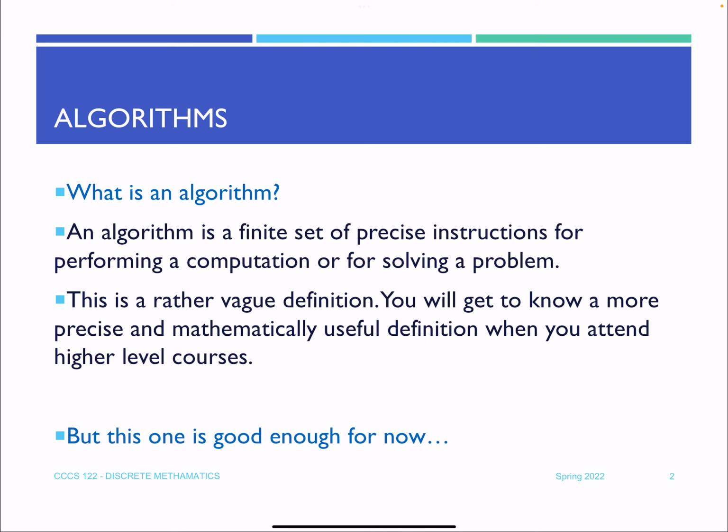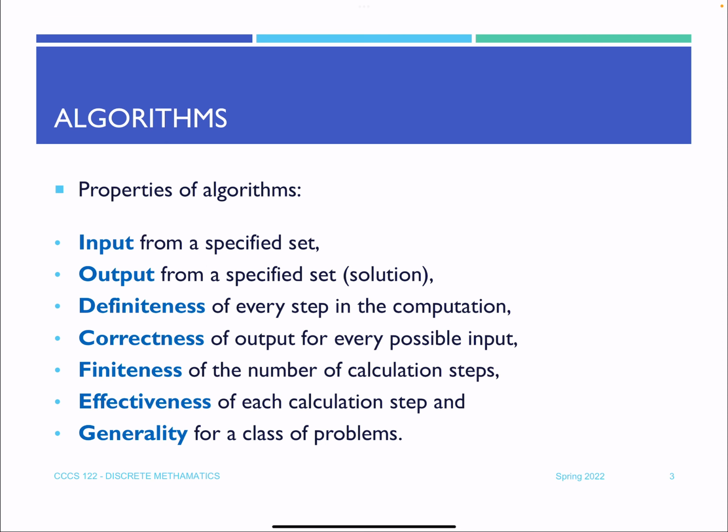So, first of all, what is an algorithm? An algorithm is simply a finite set of precise instructions to solve usually a computational problem. Now, this is kind of a vague definition, but we'll get a little more precise in this definition as we move on. But for the moment, that's good enough.